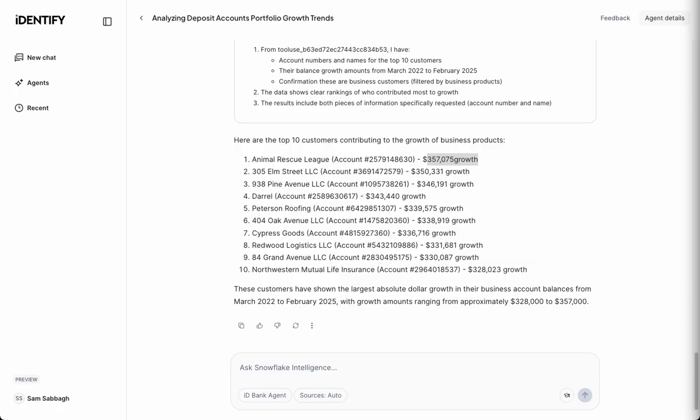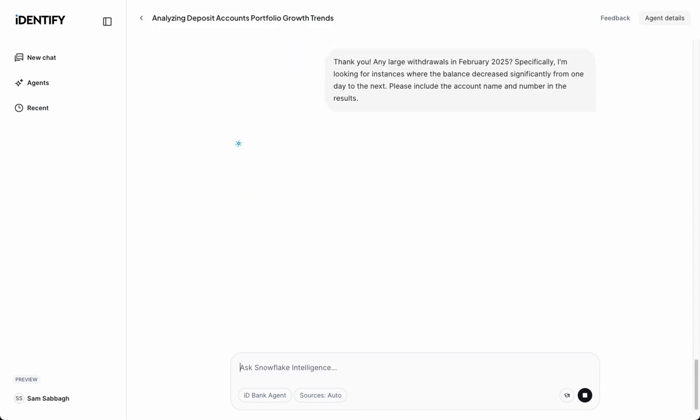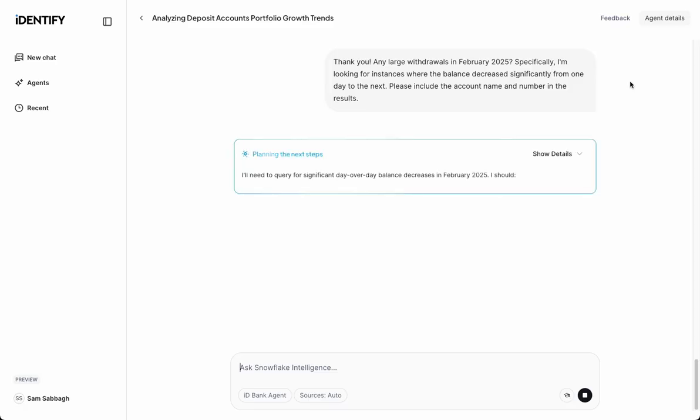Last question. Now we're asking, are there any large withdrawals lately? Specifically, we're asking about February 2025. And we're explaining to the AI, just look for an instance where the balance decreased significantly from one day to the next.